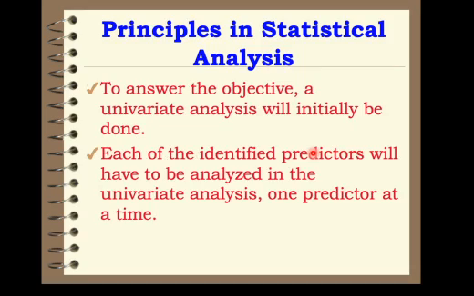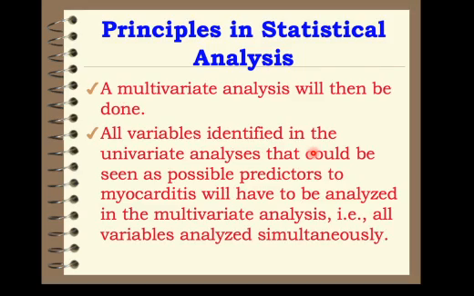Now, to answer that objective, a univariate analysis will be done initially. Because we told you we have many predictors, each of these predictors will have to be analyzed in the univariate analysis, one predictor at a time. That's a univariate analysis. Now, a multivariate analysis will then be done after doing univariate analysis.